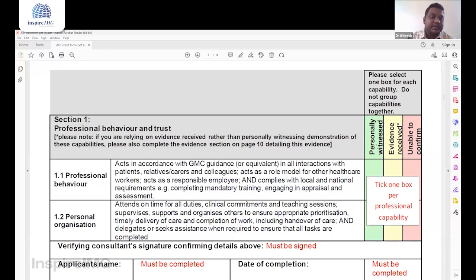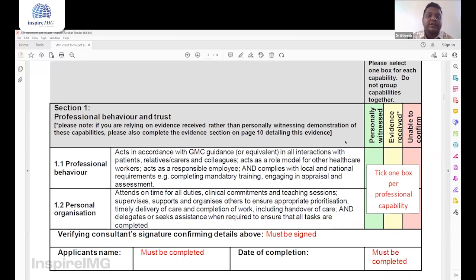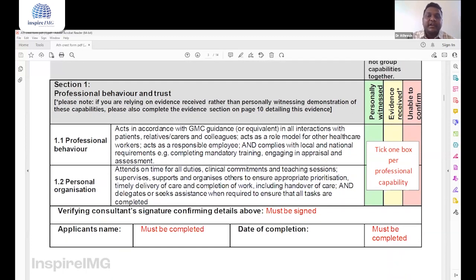If he has not witnessed some of the competencies personally, however, he has accepted your competencies through some evidence. For example, if you're working in the UK at F2 level, you have something called an e-portfolio or CREST portfolio, wherein you upload all the things you do, all your competencies. If any other doctor, registrar or consultant has witnessed you during that procedure and has signed you on the portfolio, or you have logbooks which mention your competencies and are signed by another consultant, then if the consultant signing the CREST Form has agreed to accept that evidence, he can tick evidence received. If the consultant cannot confirm the evidence, or cannot confirm your competency, he will tick unable to confirm.